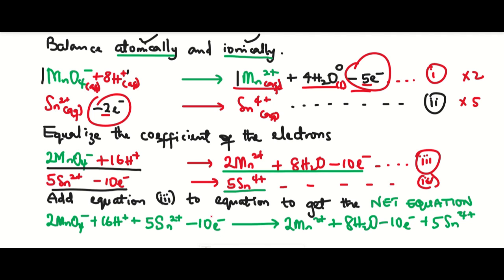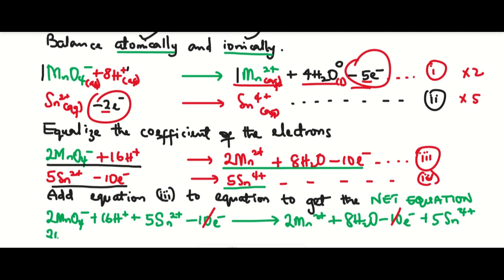Now let's check out for what can be cancelled. If this electron is transferred from the reactant side to the product side, the sign will change to plus 10 e minus, and hence these two can cancel out. So it will be safe to cancel both electrons. Note that we cannot cancel out the 5 moles of Sn here against this. Why? Because the charges are different. Hence our next equation will be 2MnO4 minus plus 16 moles of H plus plus 5 moles of Sn2 plus to give 2 moles of Mn2 plus plus 8 moles of H2O plus 5 moles of Sn4 plus.